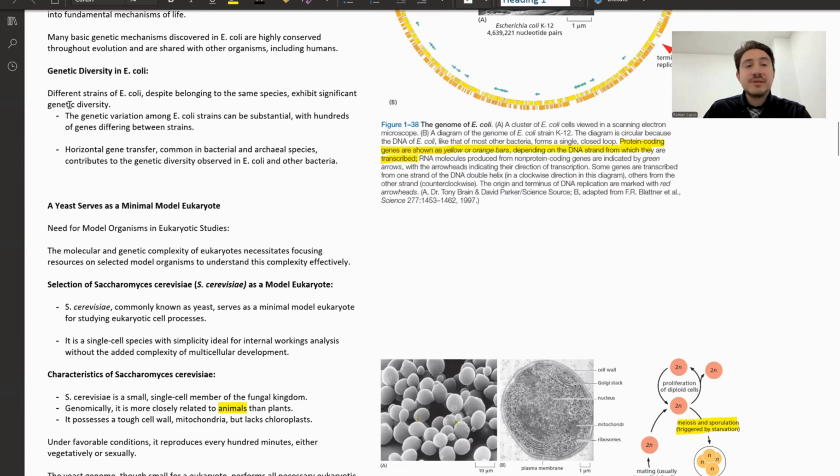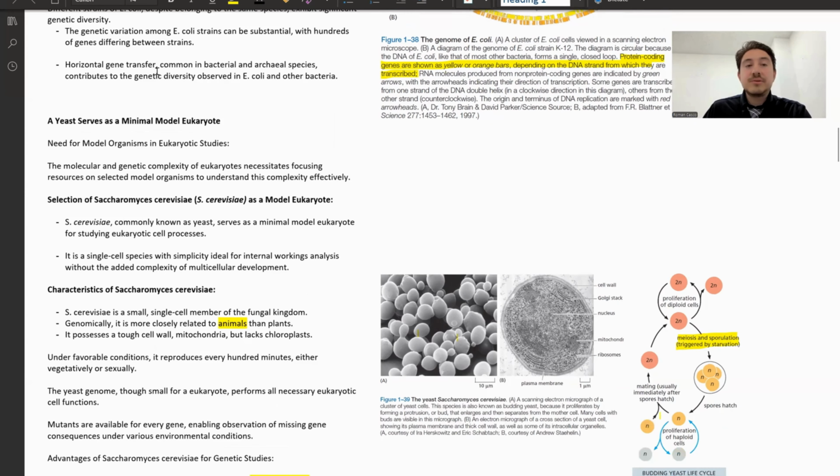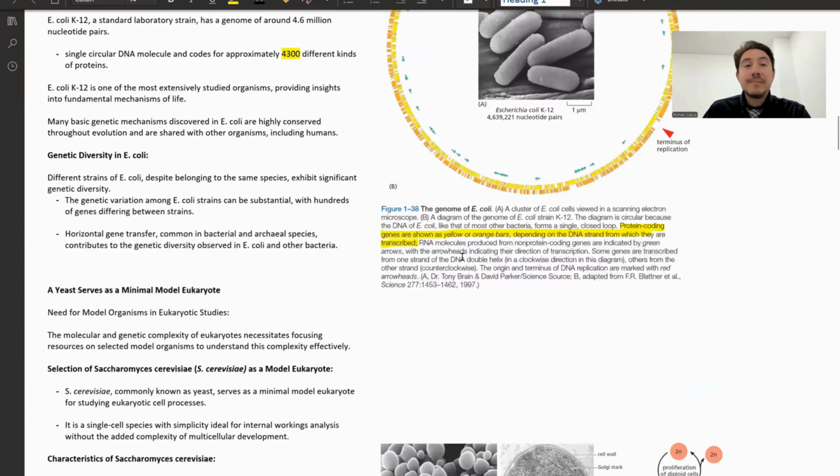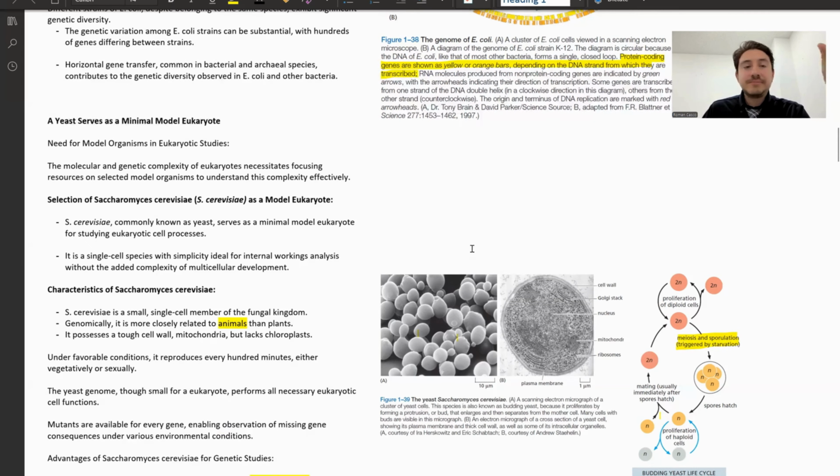In terms of genetic diversity, different strains of E. coli exist, right? Despite belonging to the same species, there is significant genetic diversity, quite difficult to see just on their morphology, right? Hundreds of genes are different between strains, okay? But nevertheless, you have this idea of horizontal gene transfer, common between archaeal and bacterial species, that can contribute to the genetic diversity of E. coli and other bacteria also. Okay, so that's in terms of bacteria.